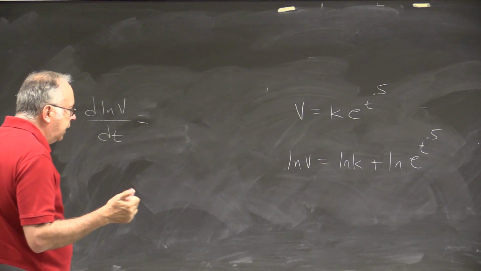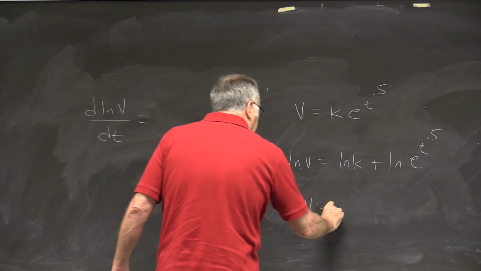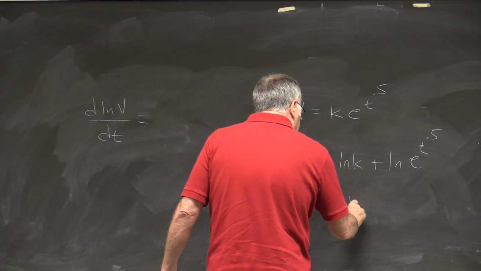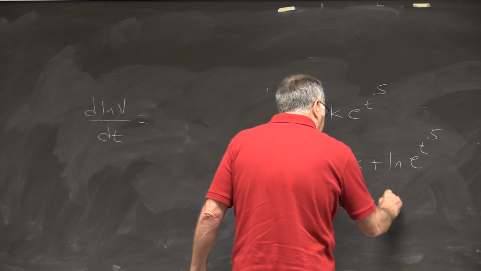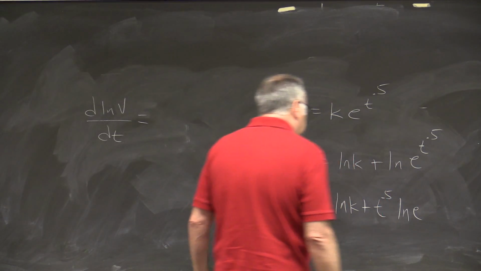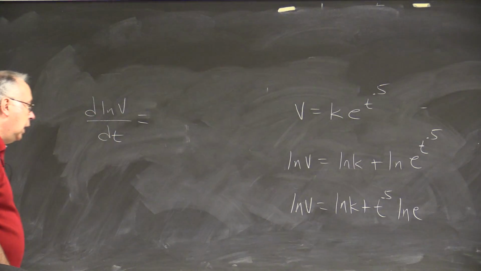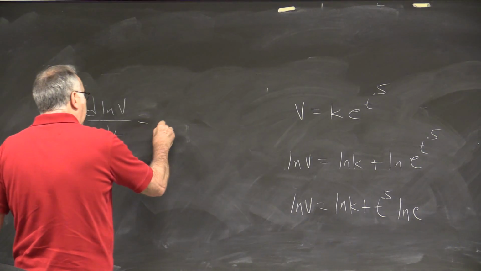Let's simplify this again before I do this. Notice we could write log V equals log K plus t to the 0.5 power times the log e, which is 1. So d log V dt is just 0.5.